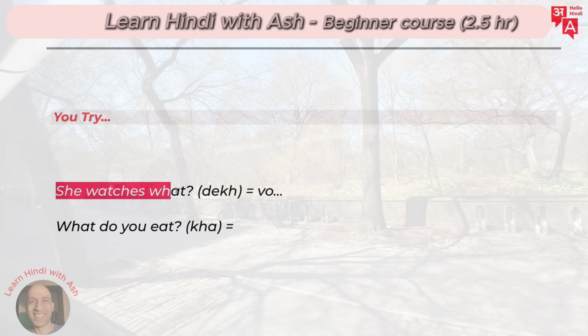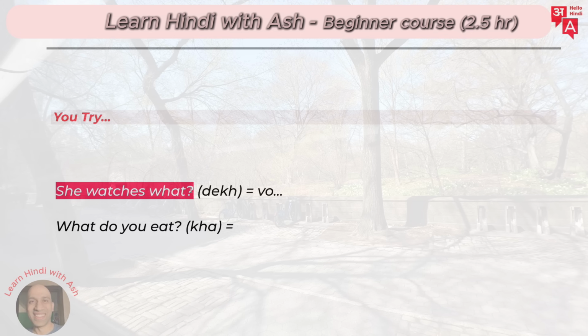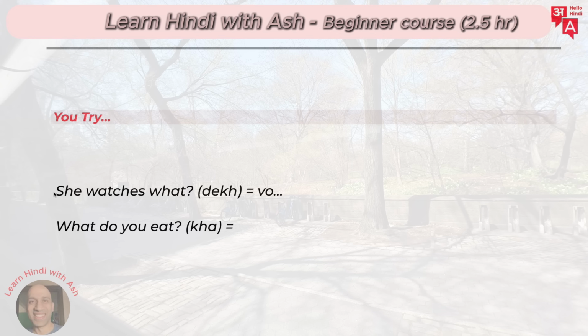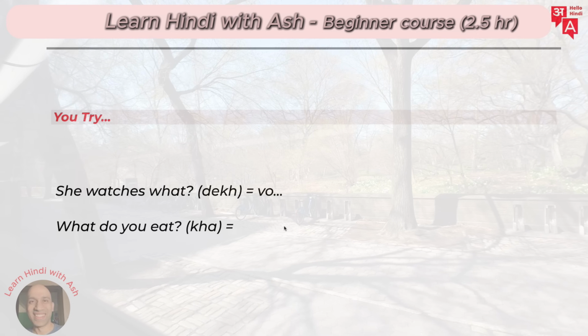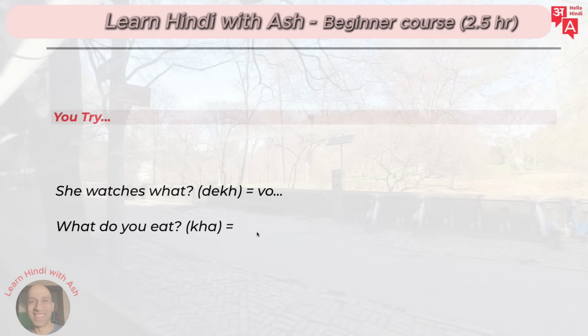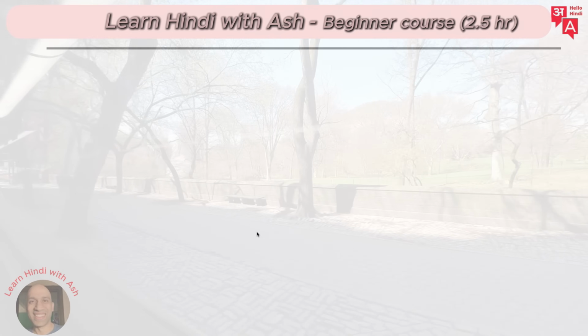Try it now. How can you say she watches what? Or she watches a movie, and you want to ask what does she watch? Kya in the second place. Start with wo and try to say it, and post your answers in the comments if possible, or at least say them out loud. How about this one? What do you eat? How can you say this one? I think you got it. Let's move on to the next part.